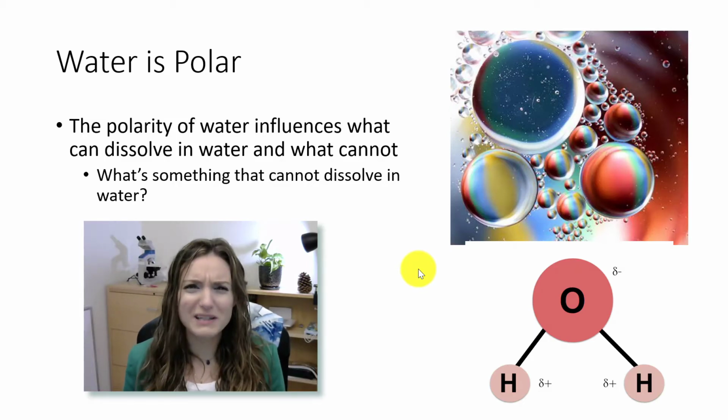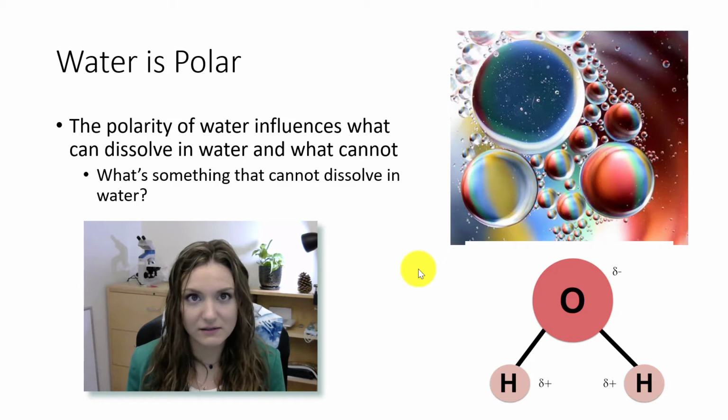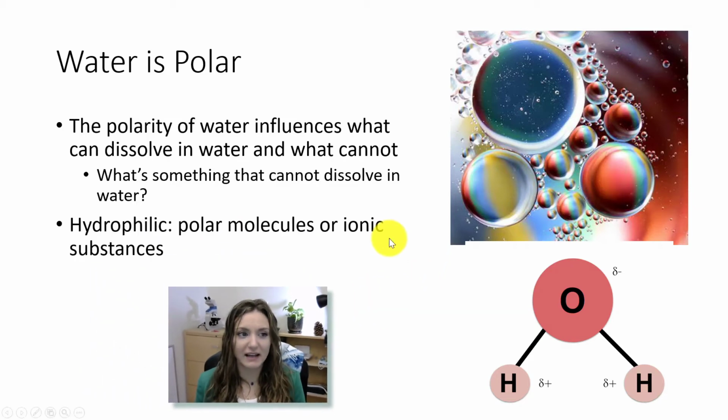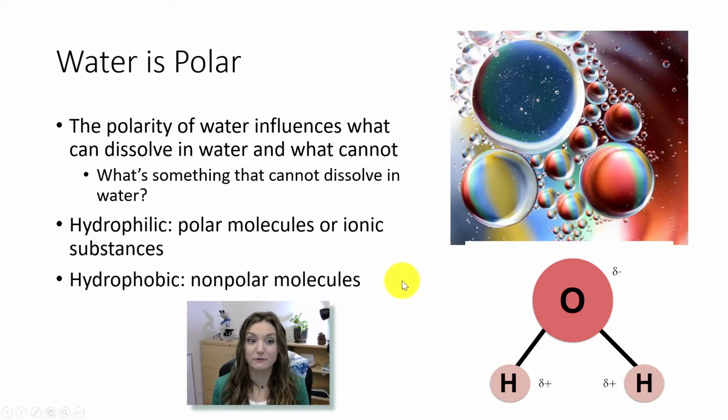And that gives water some really unique properties, because water is polar, water can dissolve many different types of substances. So what's something that can't dissolve in water, right? Like if we try and mix this with water, it doesn't dissolve. Oil, right, or fats? So we say something that can't dissolve in water is hydrophobic, okay? Hydrophilic means it's water loving and it will easily dissolve in water, right? So water can dissolve anything that is polar or an ionic substance because it can make hydrogen bonds with those molecules.